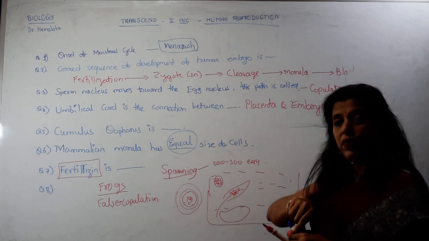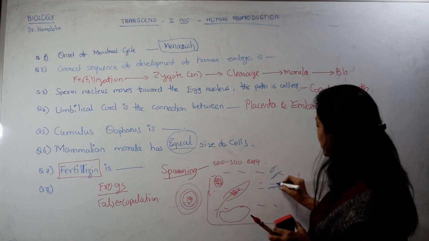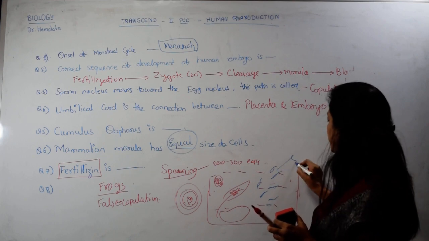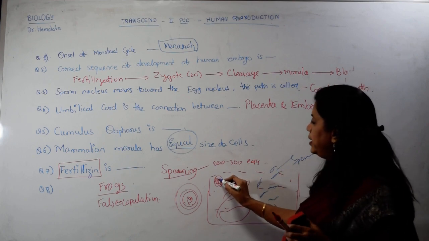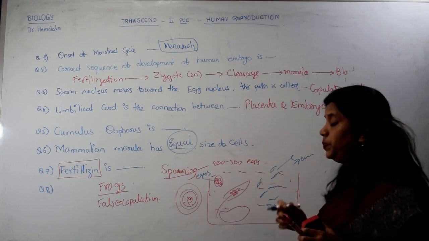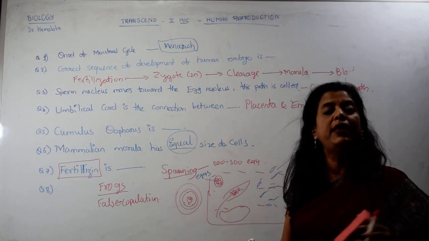Now, the male frog will release the sperms. These sperms start moving in water. But they should go in search of the egg. These are the sperms. These are the eggs. Spawning is release of the eggs. Right? Now, sperm should go in search of their own eggs. They will not fertilize any other egg present.